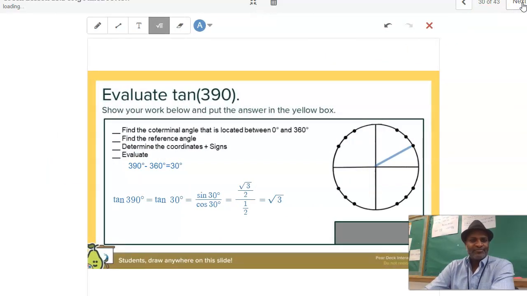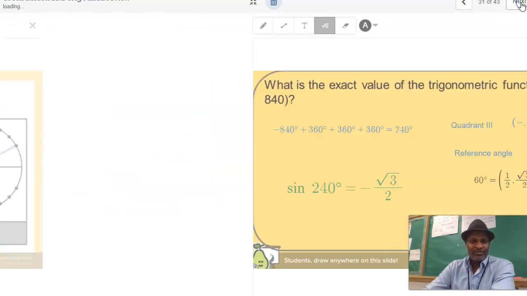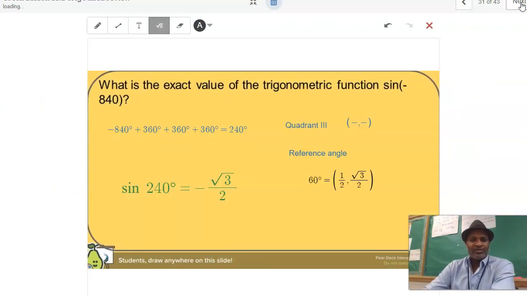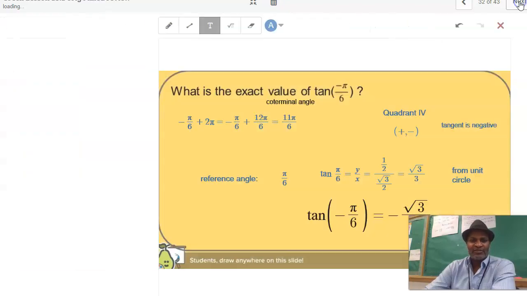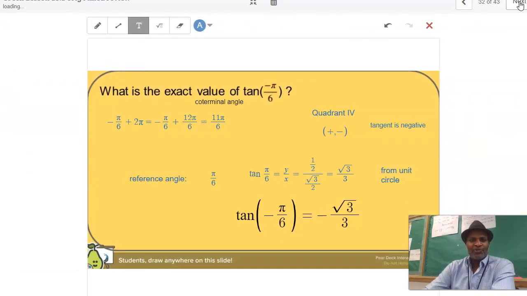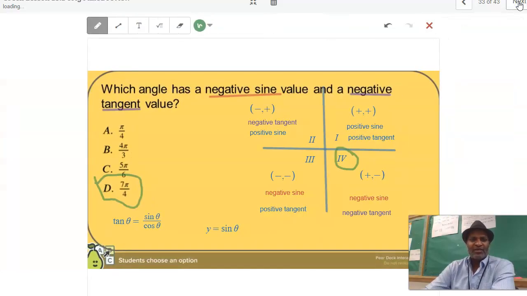Okay, there's another one with degrees. Okay, there's another one with degrees. Notice we had to add 360 several times to get the angle under 360. Here's one with radians. Okay, here's one. Make sure you're able to know what quadrant a particular radian angle is in, and then make sure you know the signs in any quadrant.